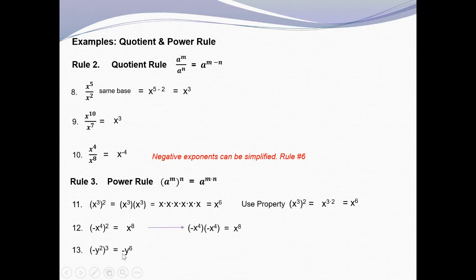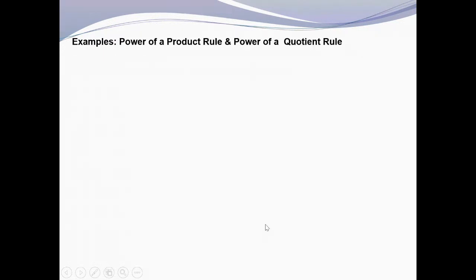But anyway, it's going to be negative y to the 6th power. Let me show you why. This is the same thing as negative y squared times negative y squared times negative y squared. The first two give you y to the 4th power, because a negative and a negative give you a positive. Then times another negative y squared, a positive and a negative will give you a negative. That's why it's negative y to the 6th power. These are the examples of the power of a product rule and power of a quotient rule.